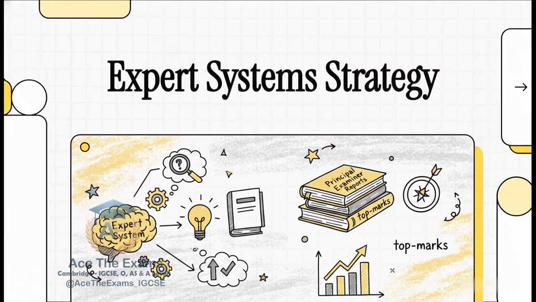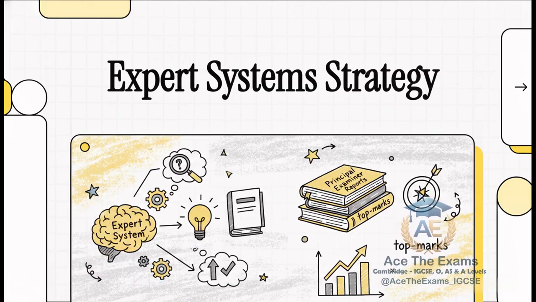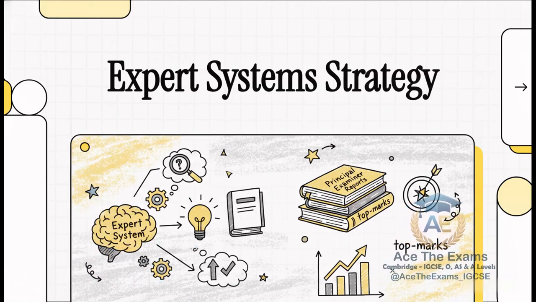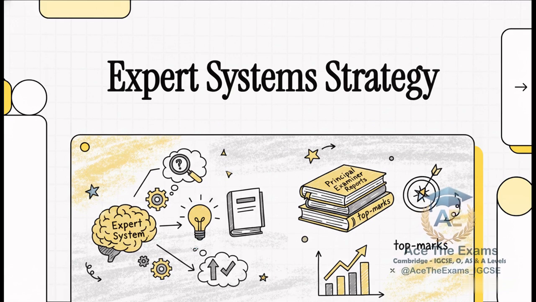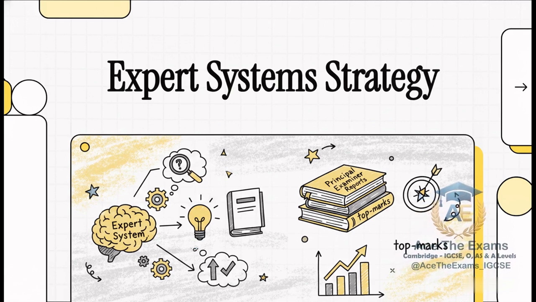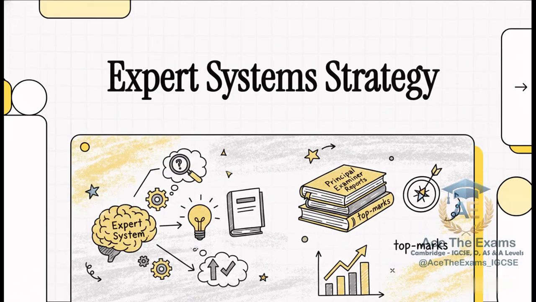Now look, let's set the scene. You're sitting in the exam hall, the clock is ticking down, and you turn the page to find a massive 10-mark question on expert systems. Instantly, we see two types of candidates emerge. Let's call them Alex and Sam.